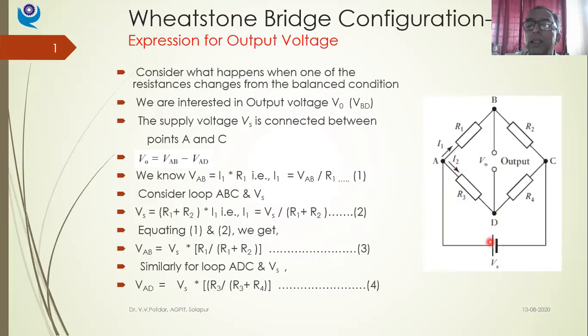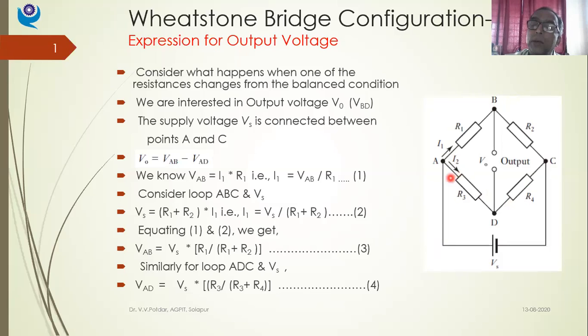Total potential drop Vs will be equal to potential drop across R3 plus potential drop across R4. So, Vs will be equal to I2 into R3 plus I2 into R4. Taking I2 common, Vs will be equal to I2 into (R3 plus R4). This will be the second equation. Equating with the VAD equation, both are solved for I2.